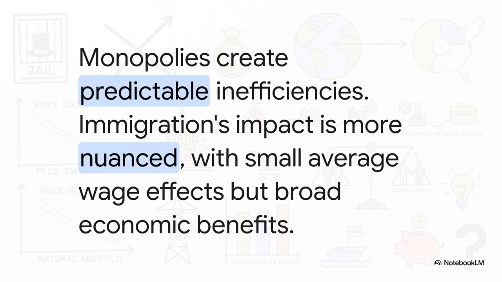So what's the big takeaway from our session today? Well, monopoly theory is pretty clean. It gives us a clear, predictable model of inefficiency and deadweight loss. But when we apply our economic tools to a real-world issue like immigration, the story becomes so much more nuanced. The evidence suggests that while the direct wage effects are, on average, very small, the broader benefits to the economy are pretty widespread and significant.